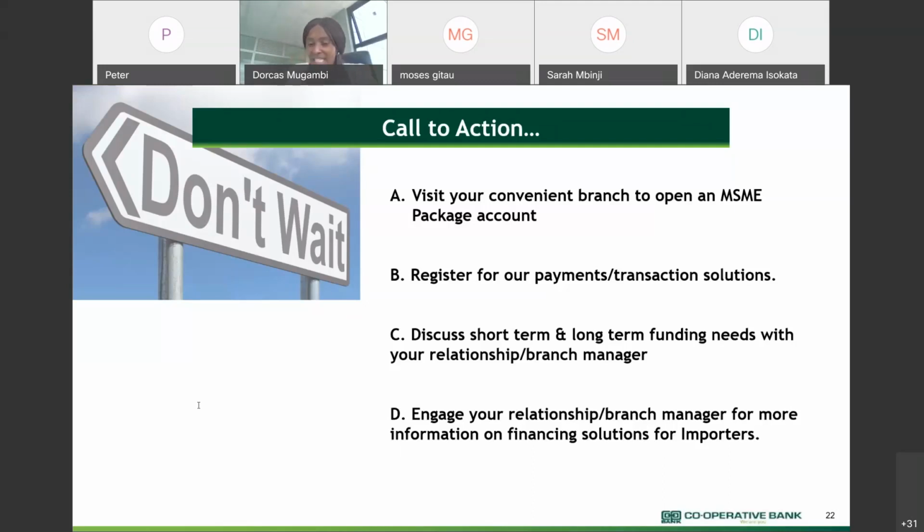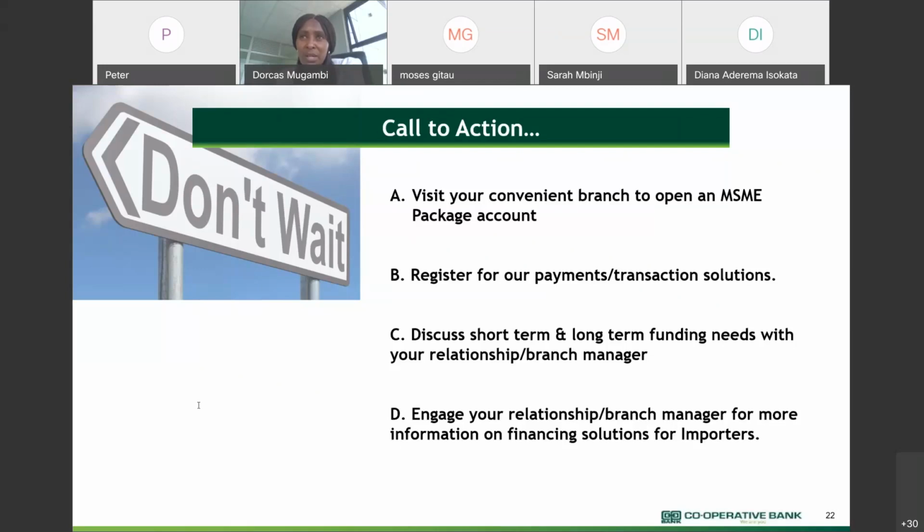I will go first, and then Moses will take some of the areas that maybe he may want to enhance. In terms of linking up with KRA or collaborating with KRA, as I said, what we normally do is, once you already know what your duties are like, once you have gotten the manifest, you get in touch with us, and we can process payments to KRA.